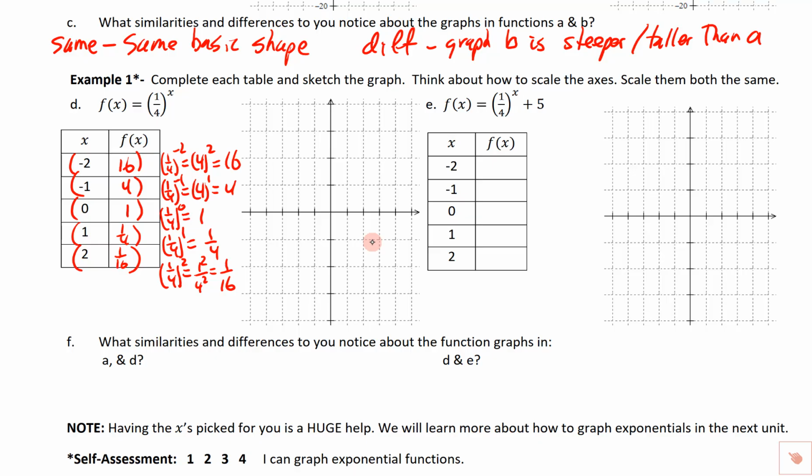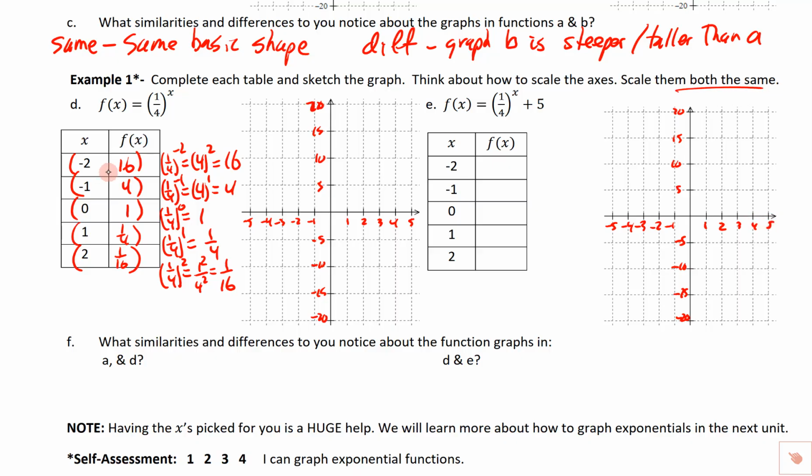So if we scale this the same way they did on the last one, so let's go -5, -4, -3, -2, -1. We've got 0 right here. 1, 2, 3, 4, 5. And then let's go 5, 10, 15, and 20. And then -5, -10, -15, -20. We'll go over here and we'll do the same thing on this one. So we've got 20, 15, 10, 5, -5, -10, -15, and -20. And then -5, -4, -3, -2, -1, 1, 2, 3, 4, 5. So we've got them both scaled the same there.